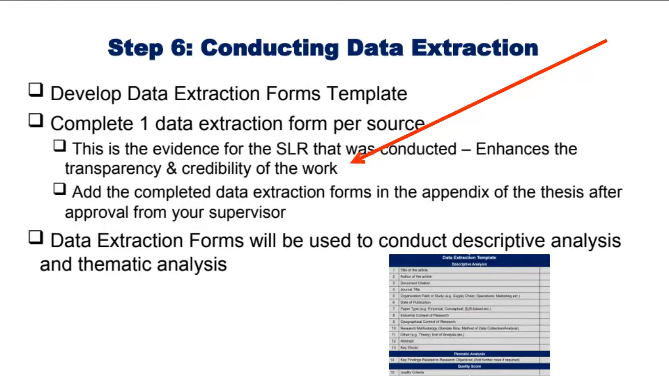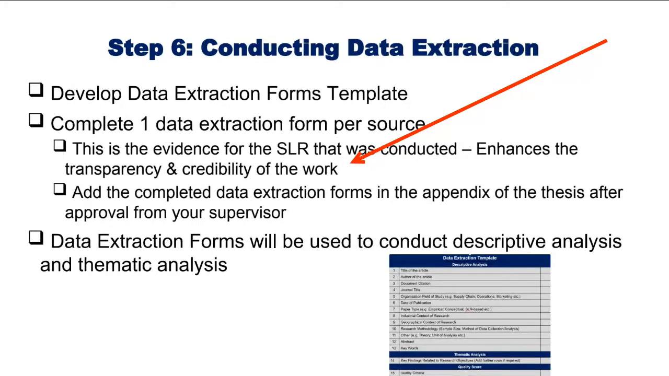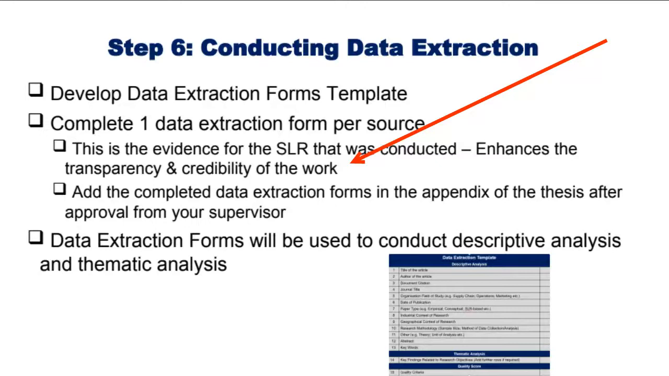So when you add this in the appendix, if the similarity rate goes up because of the data extraction form, this will be disregarded. Why? Because this is the evidence you have selected, so you cannot tamper with the evidence. You can't change the title of the article. You can't change the journal article title. You can't change the information you are getting from the paper. That has to be in its true form.